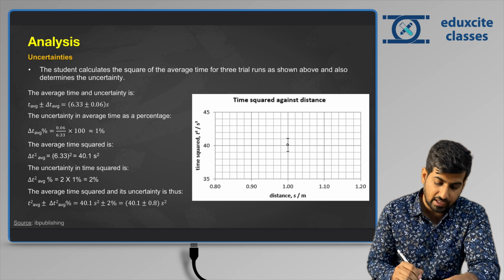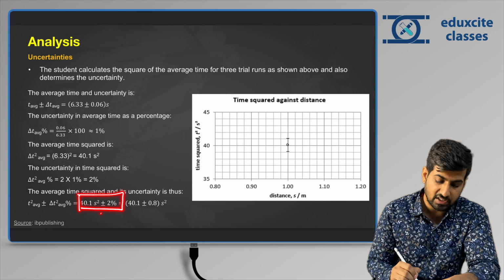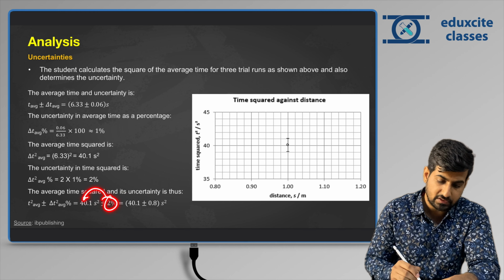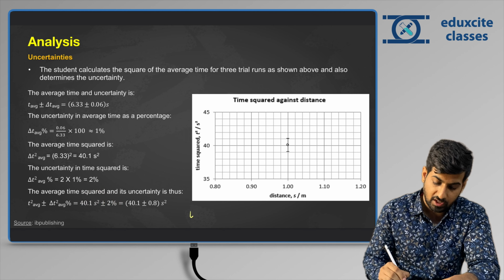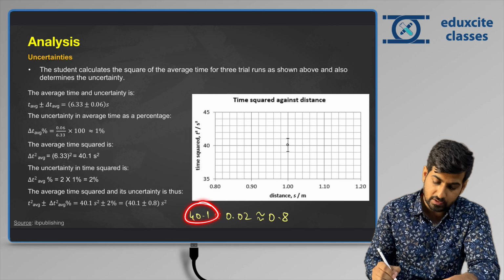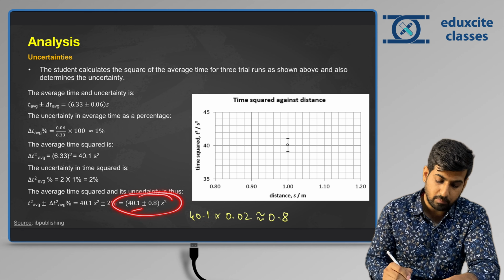So either you can write 40.1 second squared plus minus 2%, or you can mention what is the 2% of this. So you can say 40.1 times 0.02, which is nearly equal to 0.8. So this is 2% of 40.1. So you will write it like this: 40.1 plus minus 0.8 second squared.